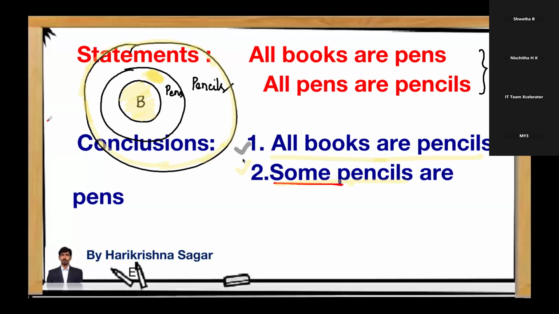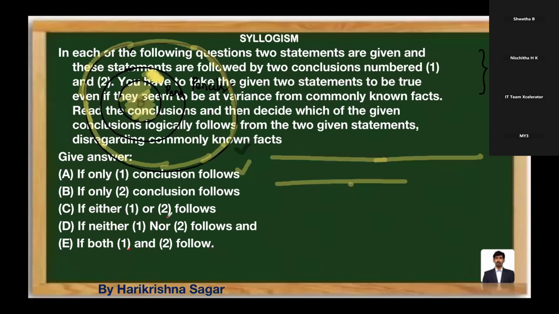So in this case, because conclusion 1 is correct and conclusion 2 is correct, you will be marking your answer choice as both 1 and 2 will follow. So you will mark the answer as option D here. Hope everyone is able to understand my point.